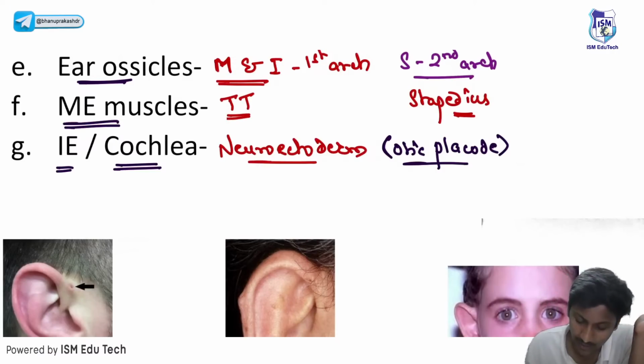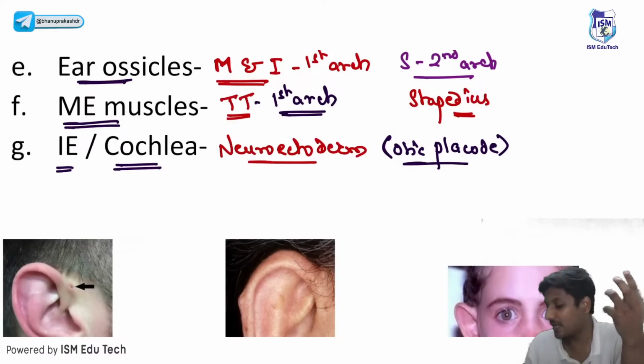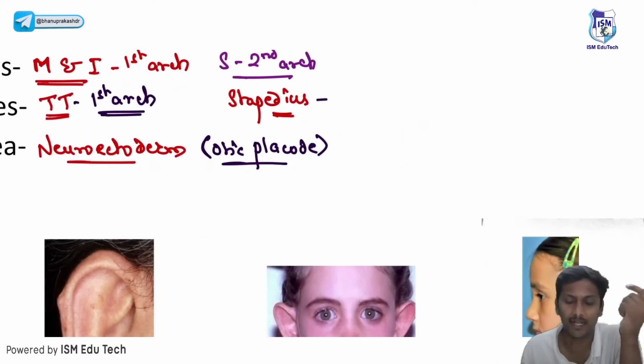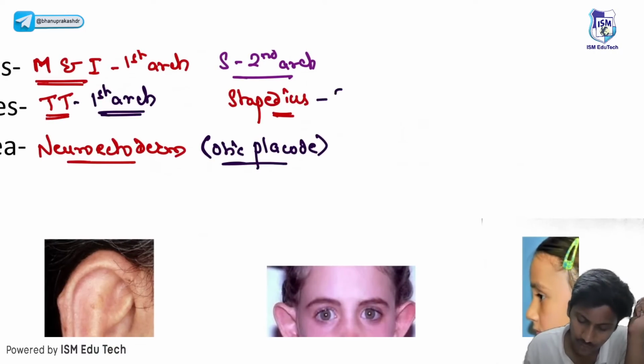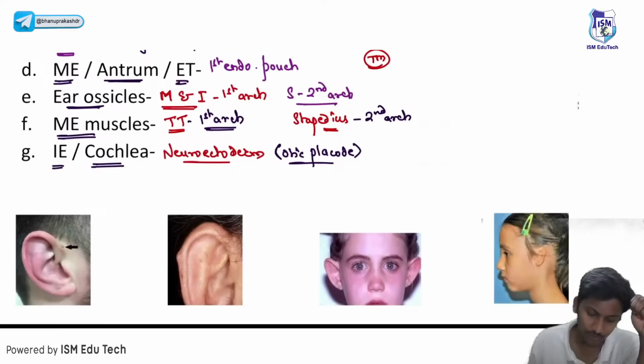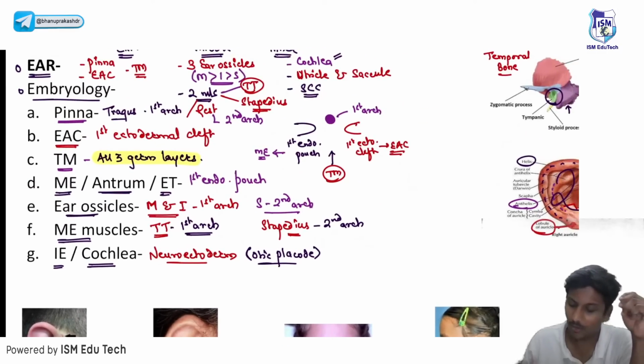So please remember the tensor tympani muscle: as the malleus is developed from the first arc, the muscle attached to it, tensor tympani, will also be developed from the first arc. Whereas as the stapes is developed from the second arc, the muscle attached to it, the stapedius, will also be developed from the second pharyngeal arc, or the second branchial arc as well. That's the important thing you need to remember. These are the important things about embryology.